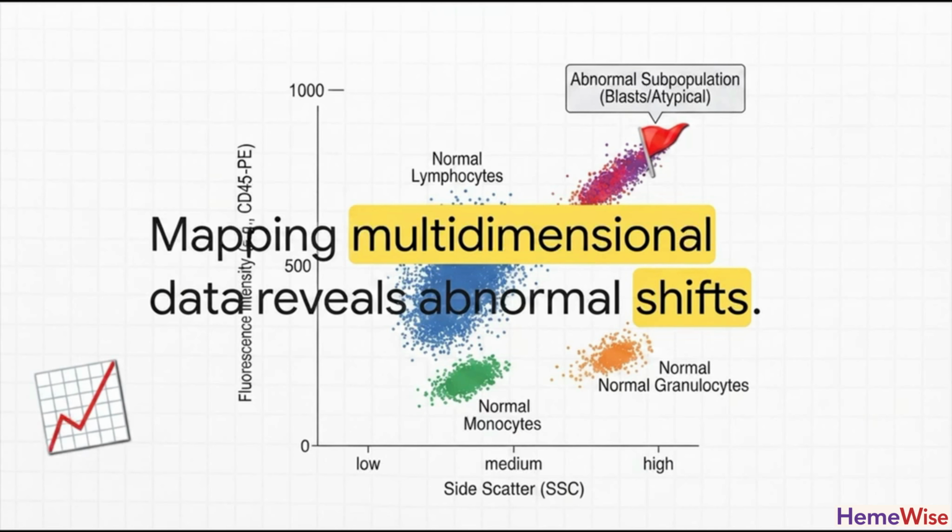Next, the machine takes all this rich, multidimensional data, the size, the internal complexity, the fluorescence, and plots it on a scattergram. And honestly, it's visually stunning. Normal white blood cells form these incredibly neat, predictable clusters in very specific zones. But when abnormal cells are present, say blasts or reactive lymphocytes show up, they don't follow the rules. They create weird new clusters, they overlap, or they shift completely off the normal map. When the analyzer sees that dramatic shift, boom, it immediately throws up a flag.